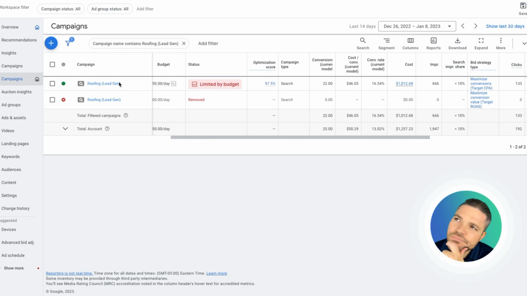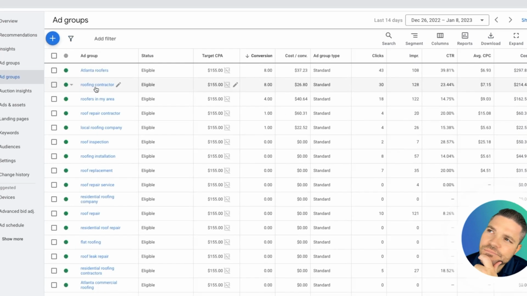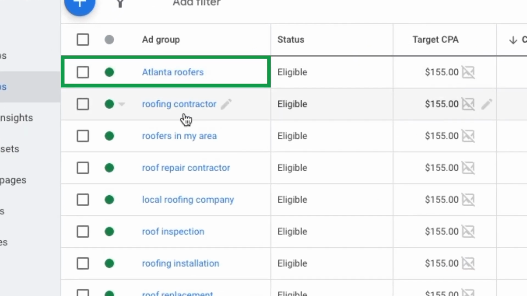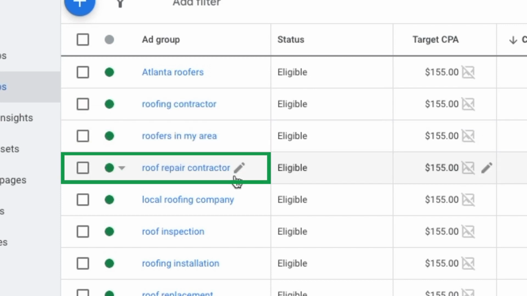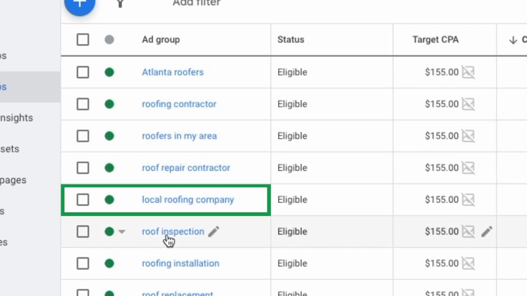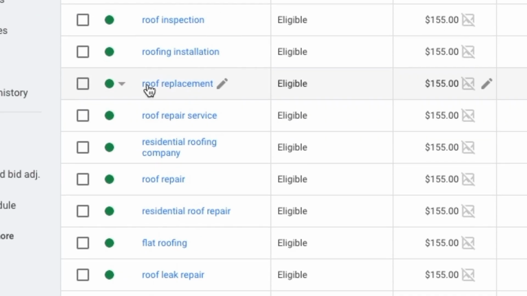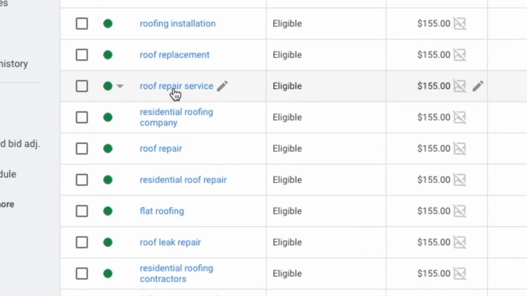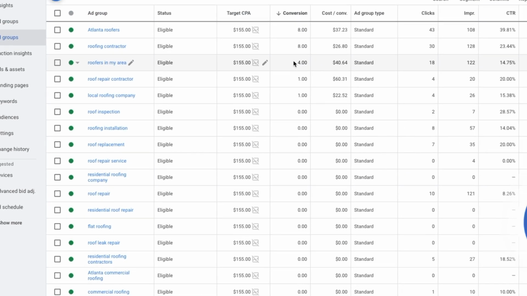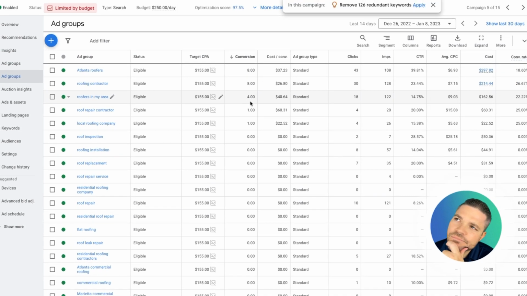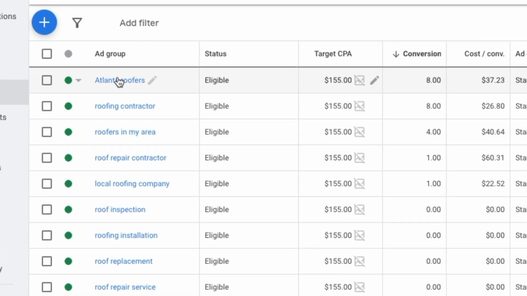Okay, let's take a look at the ad groups that we're using on this campaign. So we have Atlanta roofers, roofing contractor, roofing in my area, roofer, repair contractor, local roofing company, roofing inspection, roofing installation, roofing replacement. And then these up here are the ones that are driving the majority of the leads in the last couple weeks. And then in each one of these ad groups, think about keywords and ads that are closely related to the terms that are listed here.